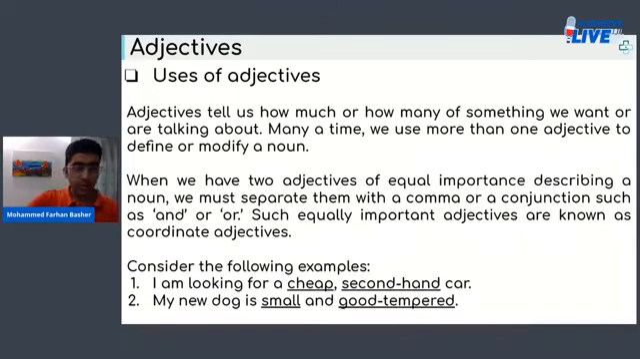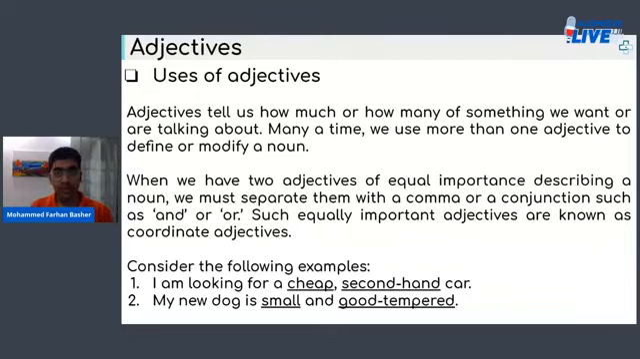All right. Now we're going to see what uses of adjectives we have. Adjectives tell us how much or how many of something we want or are talking about. Many a time we use more than one adjective to define or modify a noun. When we have two adjectives of equal importance describing a noun, we must separate them with a comma or a conjunction such as and or. Such equally important adjectives are known as coordinate adjectives. Consider the following examples. I am looking for a cheap, second-hand car. My new dog is small and good-tempered. Now follow this.